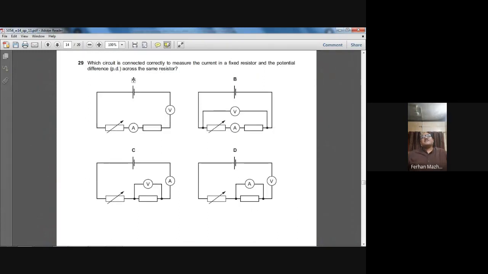Which circuit is connected correctly to measure the current in a fixed resistor? We want to measure the current in the fixed resistor and the potential difference across the same resistor. So you want to find out the voltage drop across a fixed resistor. You will have to put a voltmeter parallel to that fixed resistor and an ammeter in series with the fixed resistor. So C is the best option, clearly.